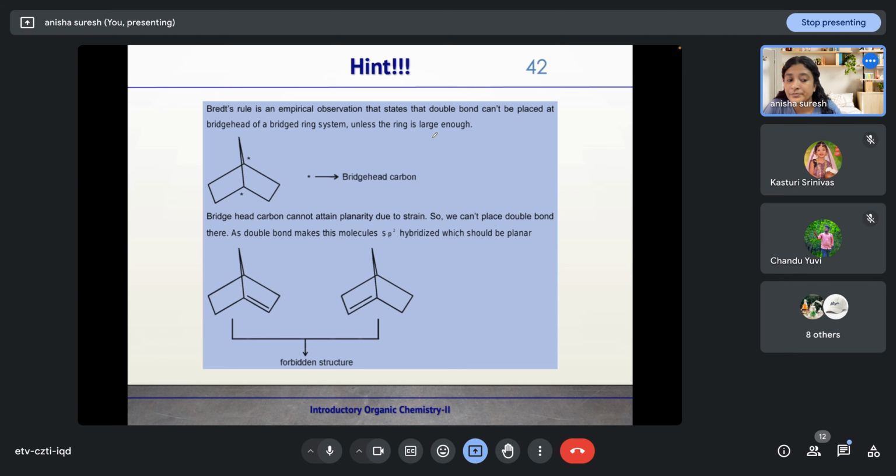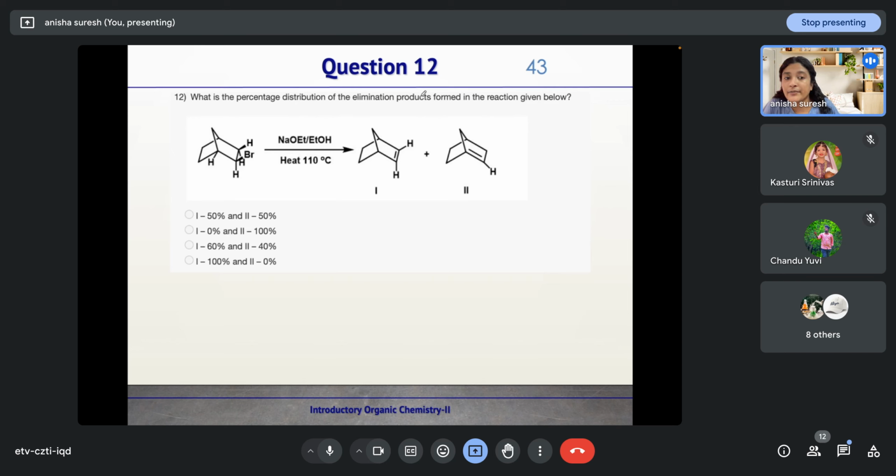Okay. So that is the reason why we are not getting this product. We are solely getting one as the sole product. One will be the only product that we are getting upon elimination of this HBr. Is the mechanism clear? Okay.